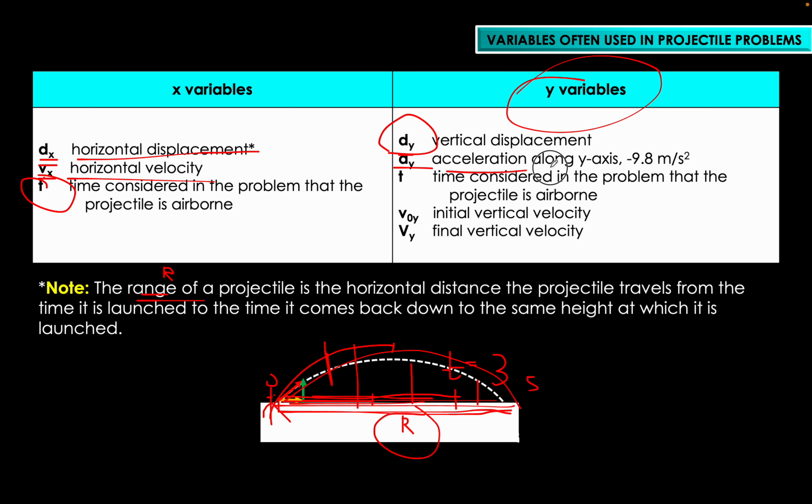And then a sub y is the acceleration along the y-axis. Again, it's negative 9.8 meters per second squared because of the gravitational effects. And then time, again, has the same definition as this.